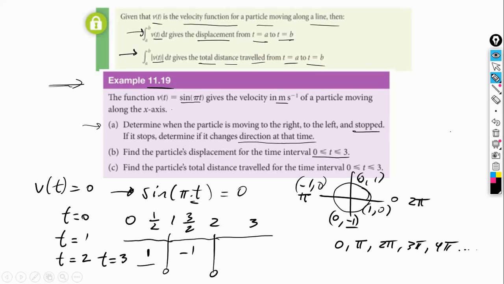And let's see what happens between 2 and 3. What's convenient to use? Well, 2.5, 5/2. And what is sine of 5/2 pi? Notice that this is 1/2, 2/2, 3/2, 4/2, 5/2. So 5/2 pi really is just the same as pi halves, right? So if we plug in 5/2 pi, sine of 5/2 pi is 1. Therefore, it changes direction again at t equals 2 seconds.